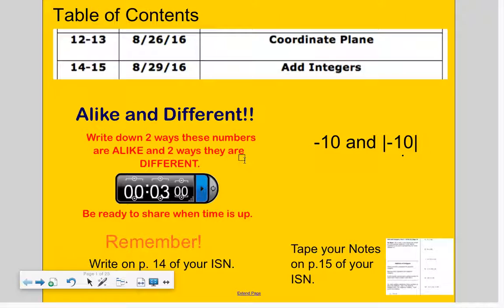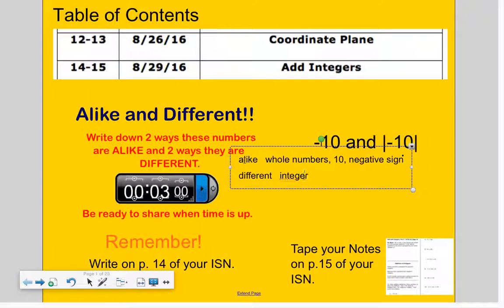So alike, what makes these alike? Well, I see whole numbers. I see a 10. I see a negative sign that is being used. Different. Well, let's see. One is an integer, while the other is an absolute value. The first one, this one right here, the value is negative 10.